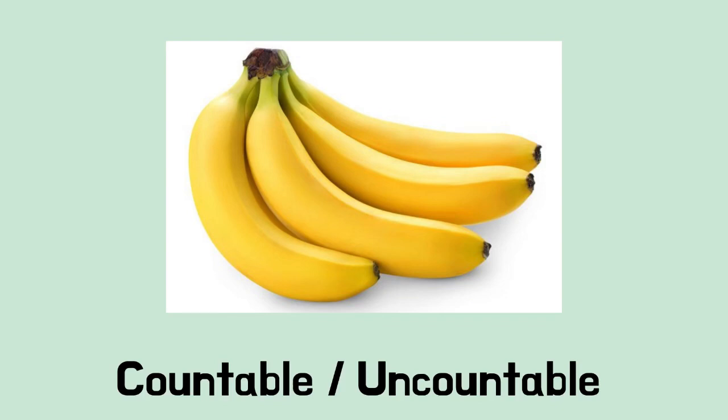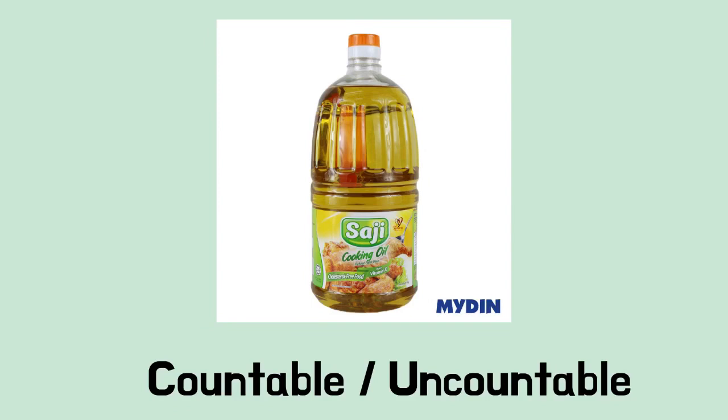Next, this is a picture of bananas. There are 4 bananas. Are bananas countable or uncountable? 5, 4, 3, 2, 1. The answer is countable. And last but not least, oil. Is oil countable or uncountable? 5, 4, 3, 2, 1. Time's up. The answer is uncountable.